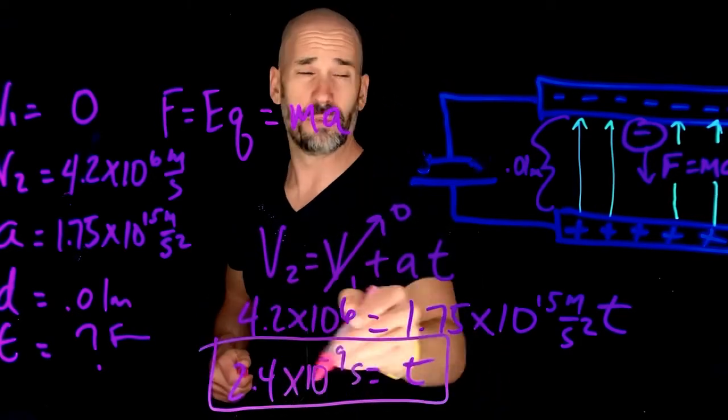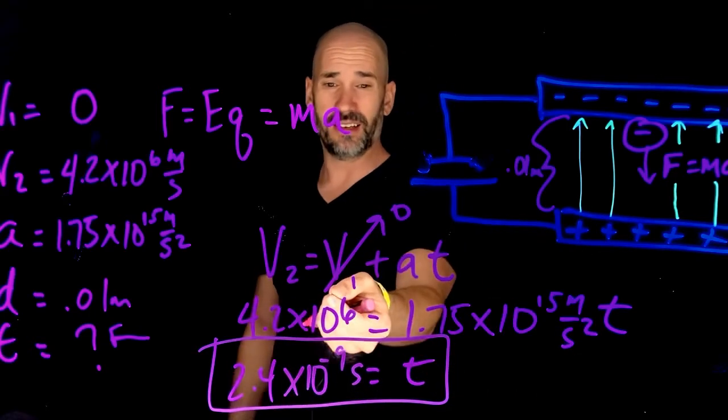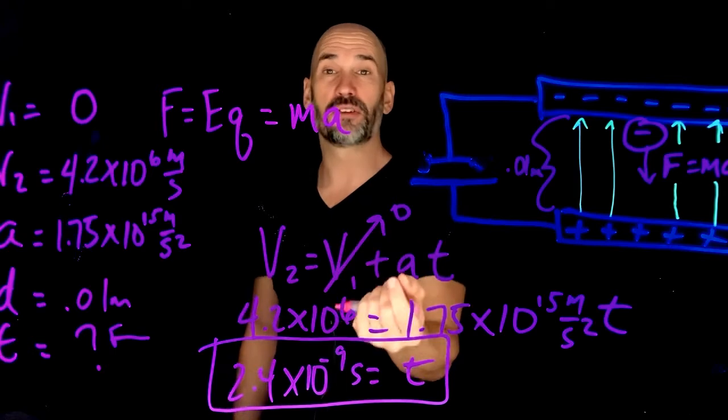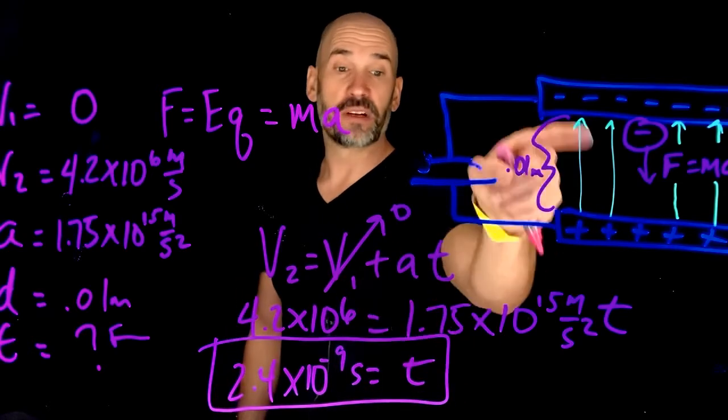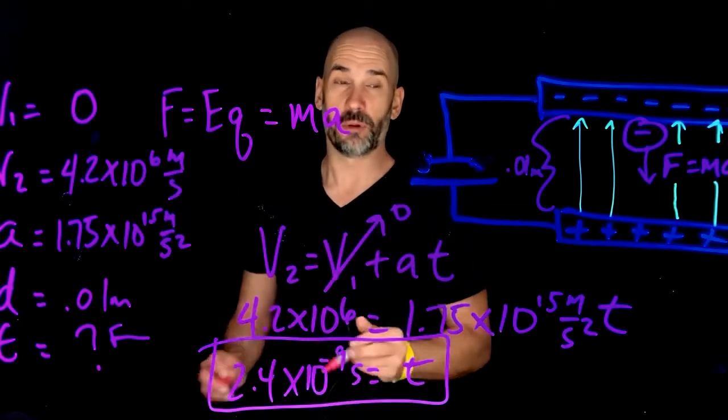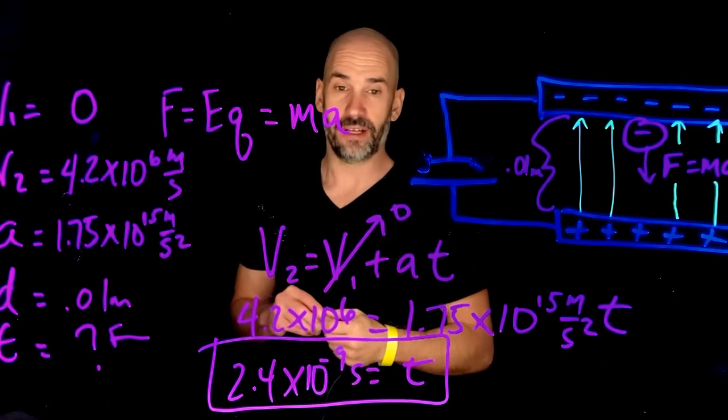Wow, that's really small. It's really fast. I mean, we're talking like 2.5 nanoseconds, right? Why so small? Because if this were accelerating for much longer than that, this velocity would exceed the speed of light and we would have a problem. So can't do that. All right.